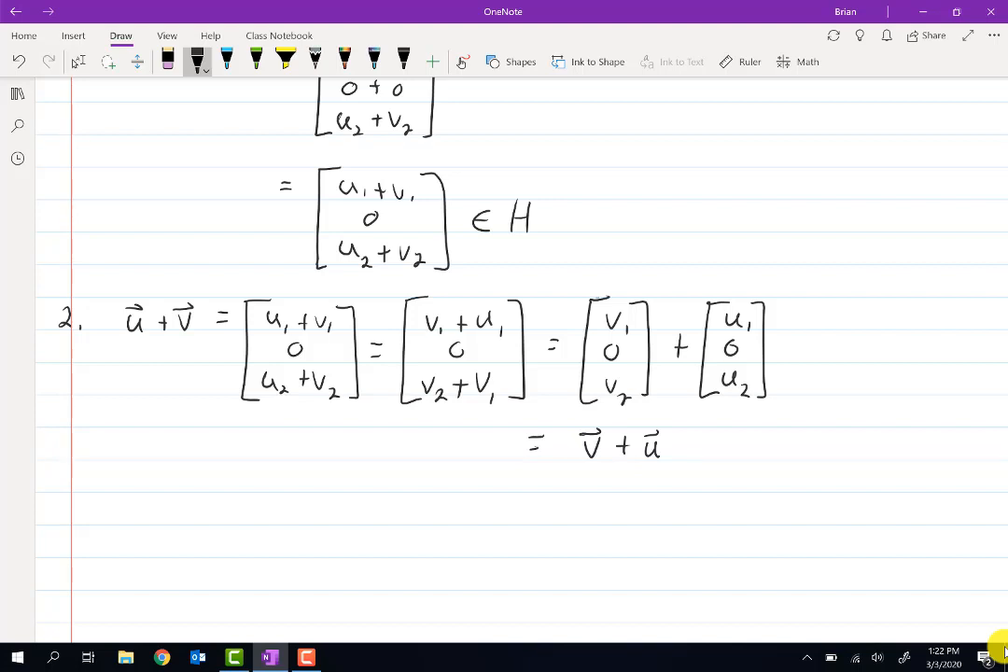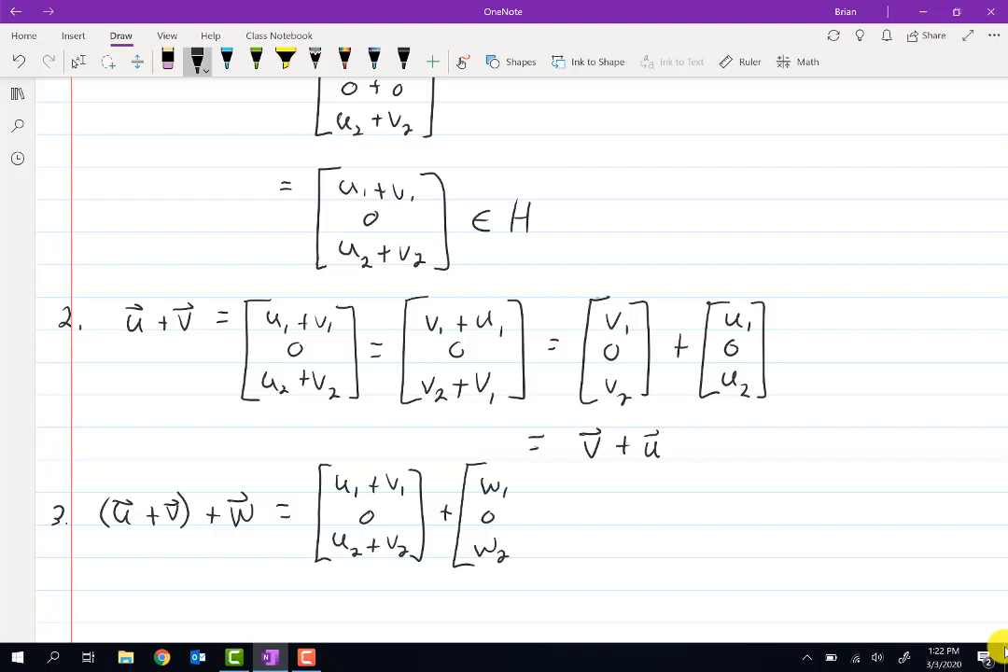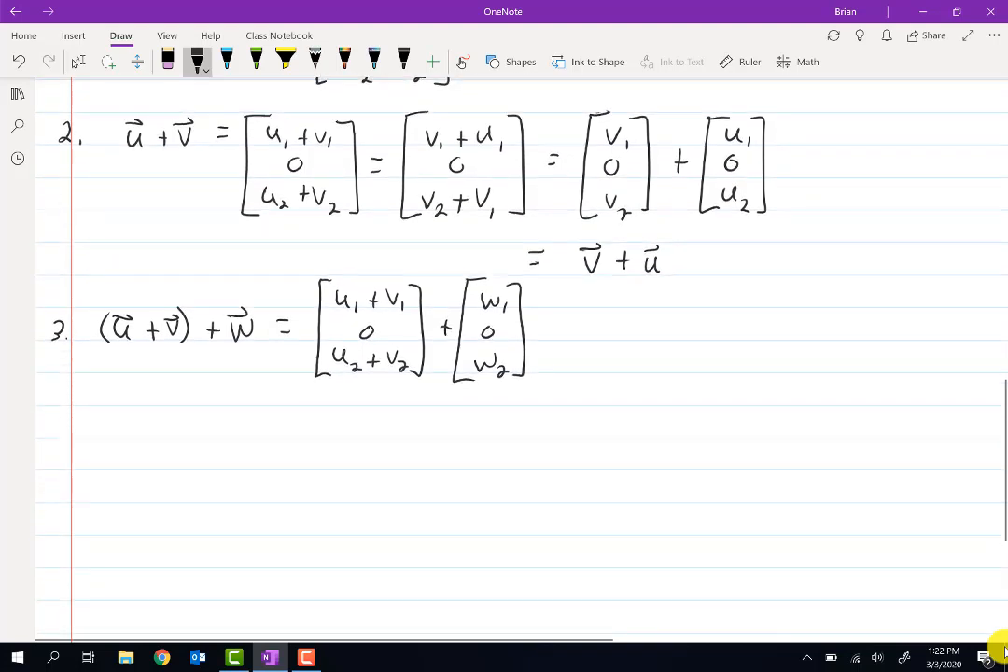For the third axiom, let's pick another vector that's in H, and we'll call it W, and it will have the obvious coordinates. So let's say I wanted to do U plus V, and I put parentheses around there and add a W, all of which come from H. The U plus V we already did. That's going to be U1 plus V1, 0, U2 plus V2, and then the W, I'll call W1, 0, W2, since all these things are from H. Now let me add them together.